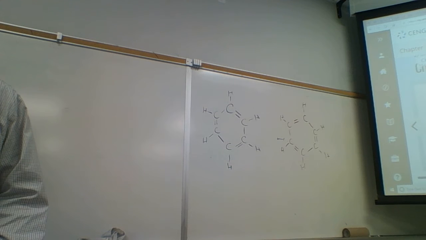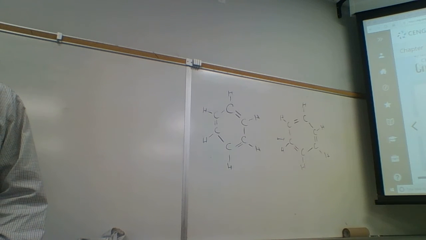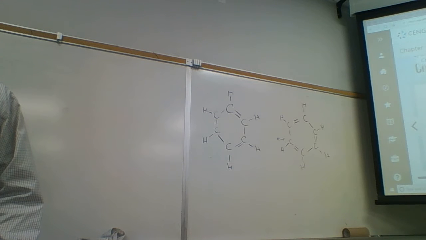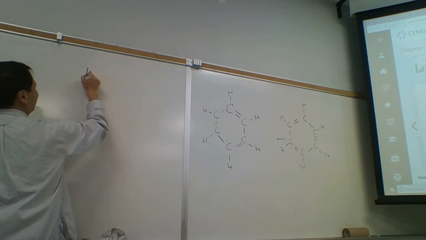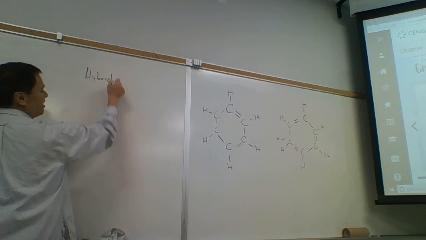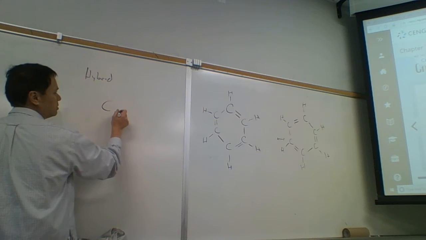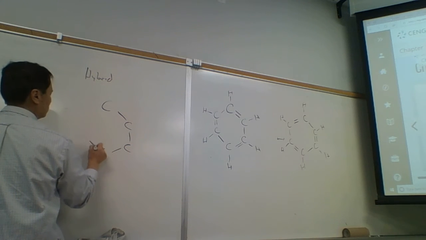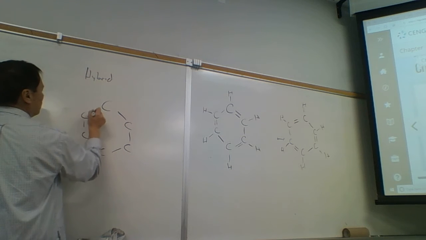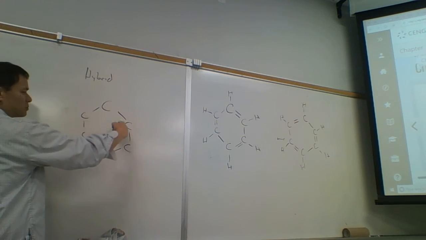Hybrid, right. And so what would the hybrid structure look like? The hybrid structure is going to be an average of those two. So if I average those two structures, then there's going to be a single bond fixed on each carbon, like this. But the double bond is going to be spread out.